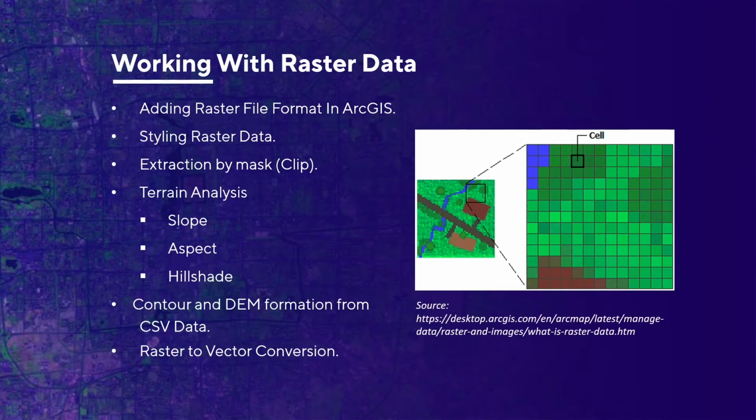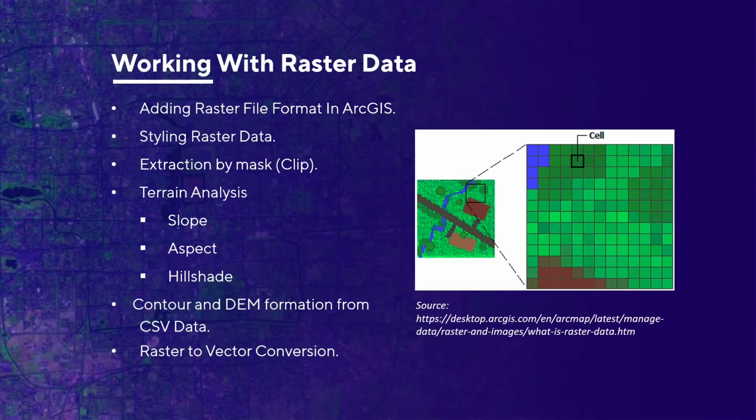After that, we'll work on raster data. We'll first add a raster file format in ArcGIS. For this tutorial, we'll be using DEM data available from SRTM, which is about 30-meter resolution. After that, we'll also work on styling this raster data, giving symbology to the raster data. After that, we'll work on extraction by mask, similar to the clip function in vector data. After this, we'll also do some terrain analysis. We'll create slope, aspect, and hillshade from the DEM data.